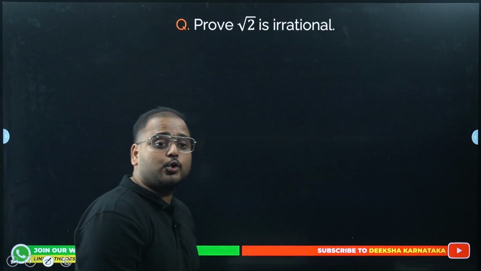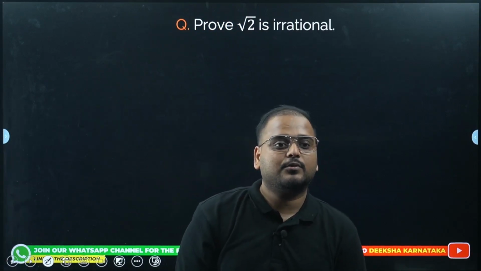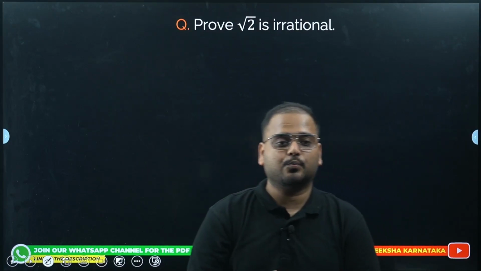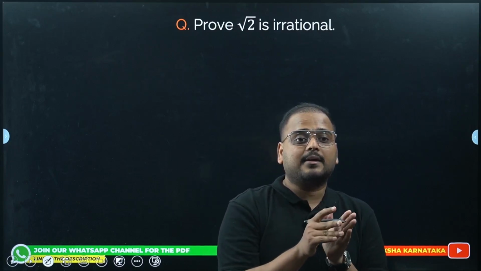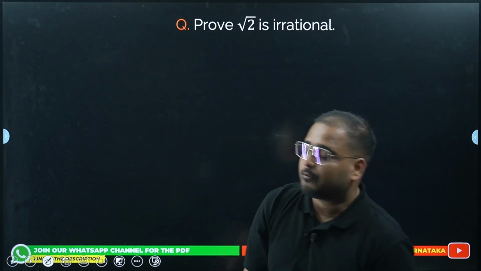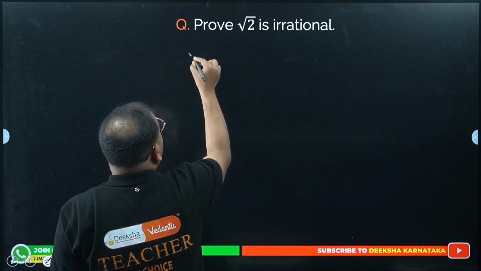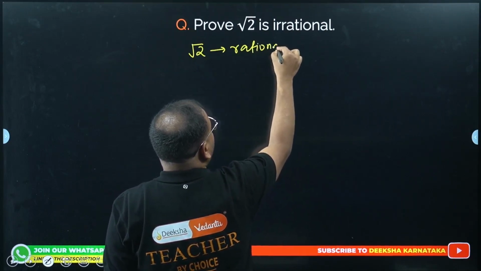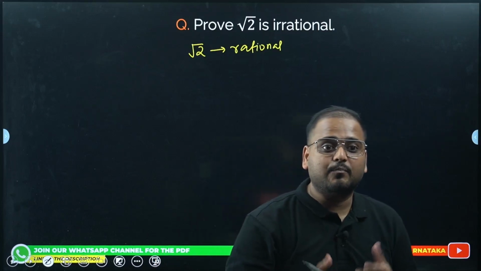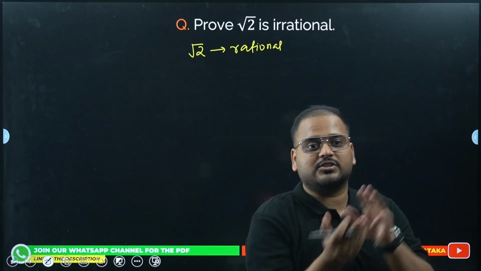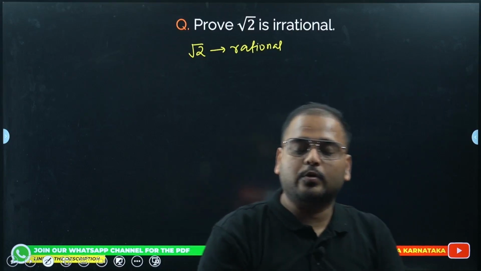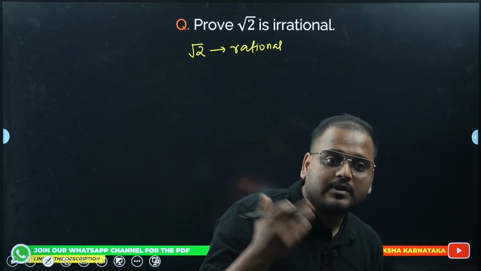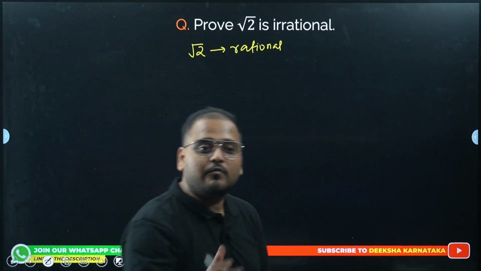Okay, proving root 2 is irrational. Very common question. It has come to us all the time. Now, whenever we have this kind of question to prove, the first step is to take an assumption. The assumption would be that root 2 is actually rational. And at the end, we'll prove that it gives a contradiction. So we have taken initially that root 2 is rational, and at the end we'll prove that it is a contradiction. Then we can say our assumption was wrong.